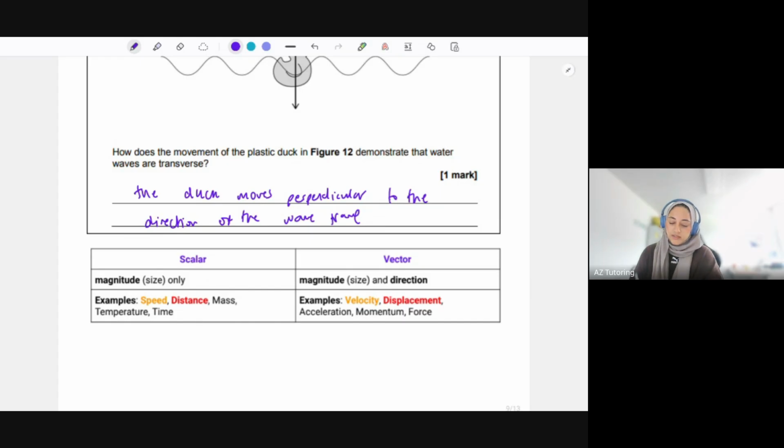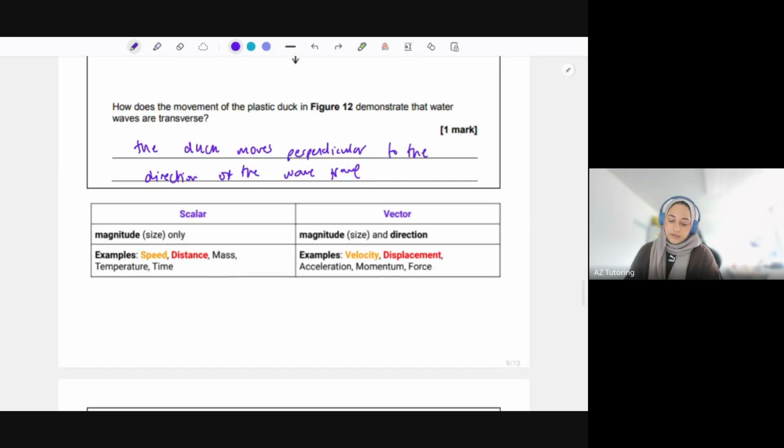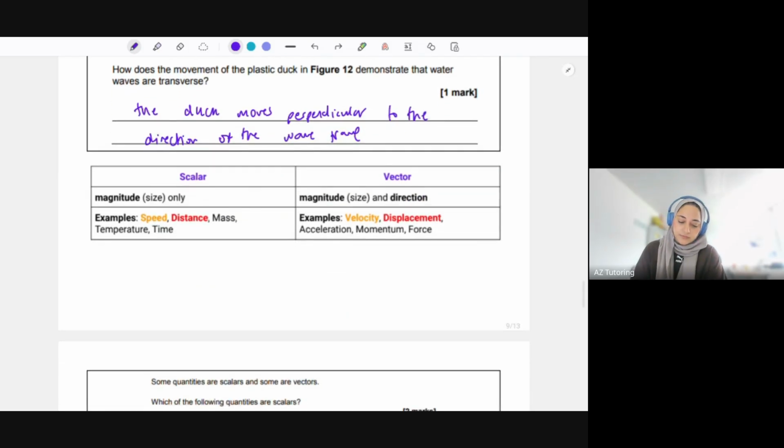Okay, so we've got scalars and vectors. Remember, scalars only have a magnitude, so basically a size, but don't say the word size, say the word magnitude, which I've written here. And vectors have magnitude and direction, so you're telling it which direction it's going in. And there's some examples there. So speed is a scalar. The vector version of speed is velocity. The scalar version of distance is distance, and the vector version of distance is displacement.